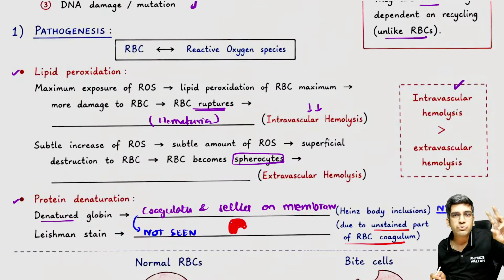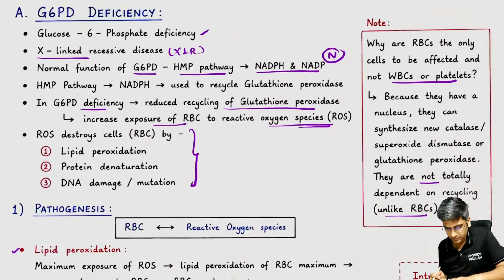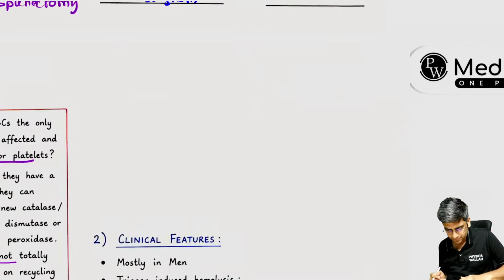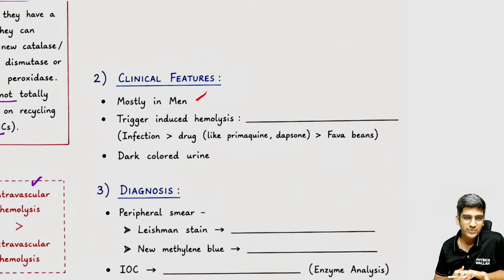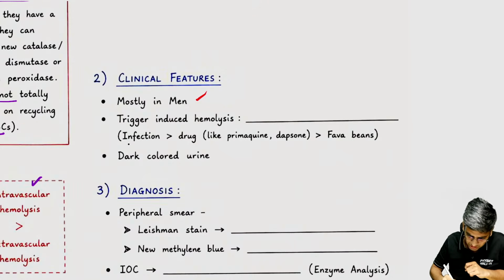I don't mind about the third problem of reactive oxygen species, DNA damage, because I don't have a nucleus here. No nucleus, no destruction at all, right? Perfect. Now, clinical history. You know the clinical features. Mostly in men because of X-linked recessive inheritance. It doesn't matter, but you can write it if you want. It's a trigger-based hemolysis. Undoubtedly, you should have this. Could be an infection, could be drugs.